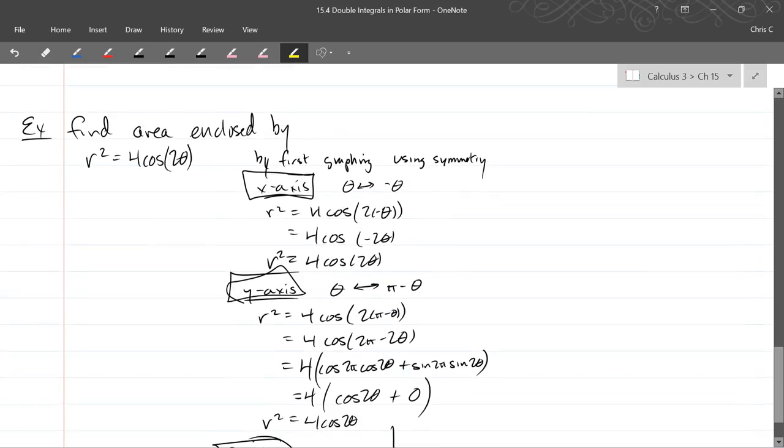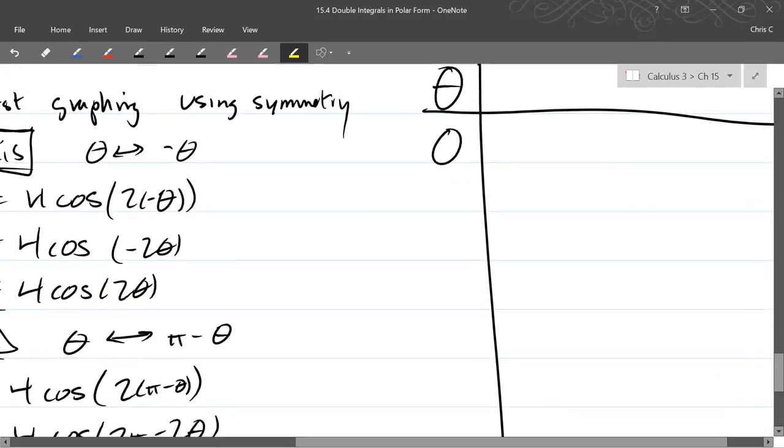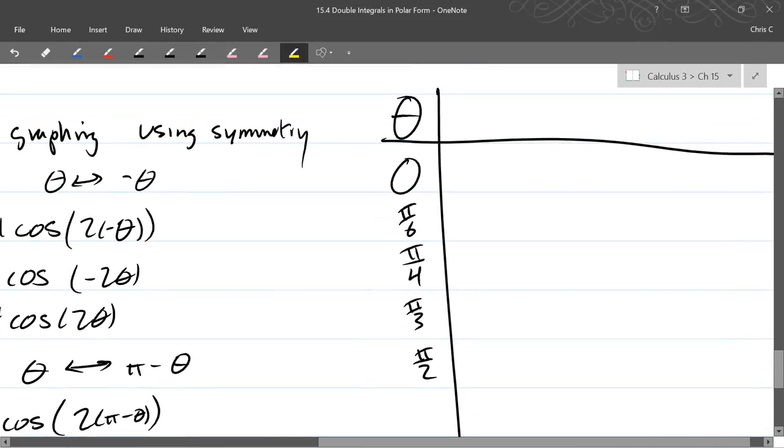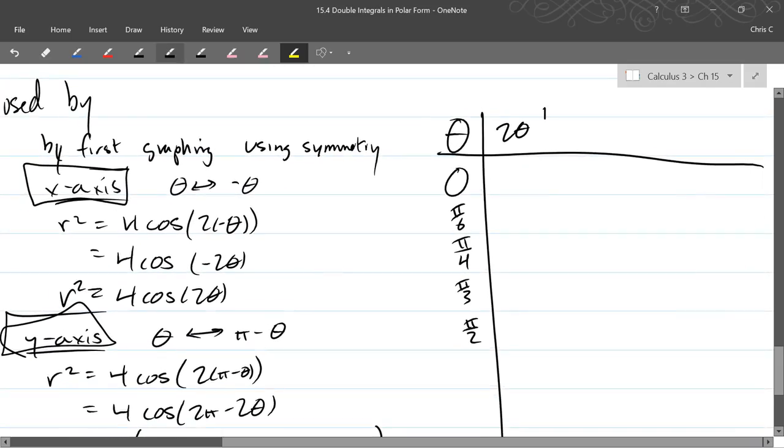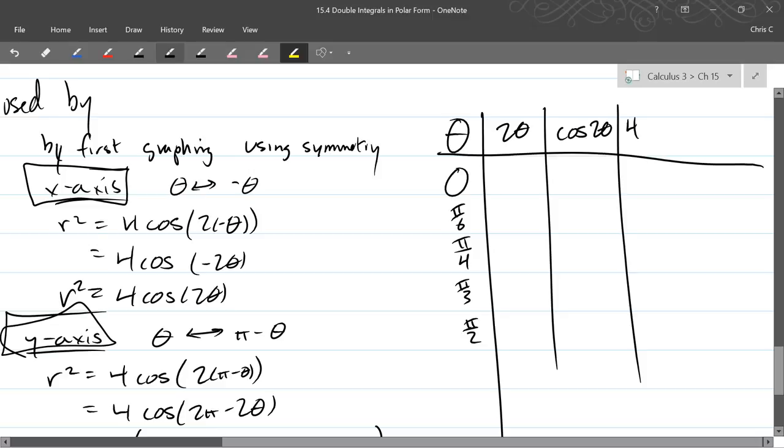And we graph with the clueless method. We need a very good table. Good news is theta is only going from 0 to pi over 2. So there's not that many rows. That's the 5 theta values we need. But we do have to double our theta before we plug it in. And then we're going to cosine that. And then multiply by 4.